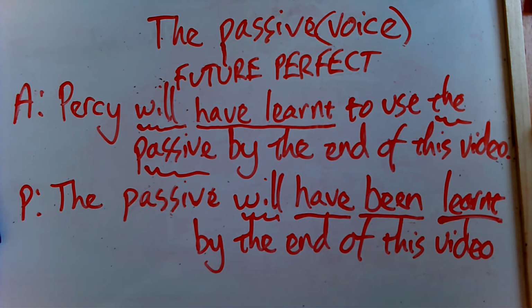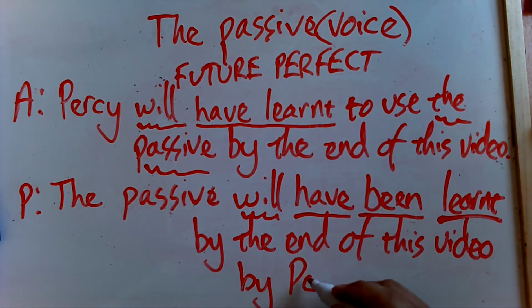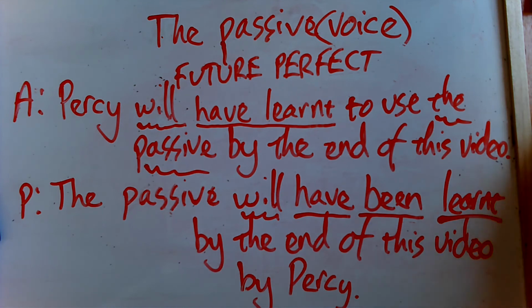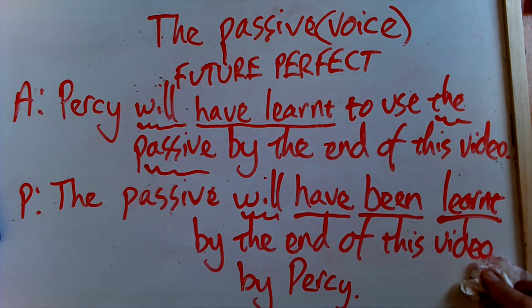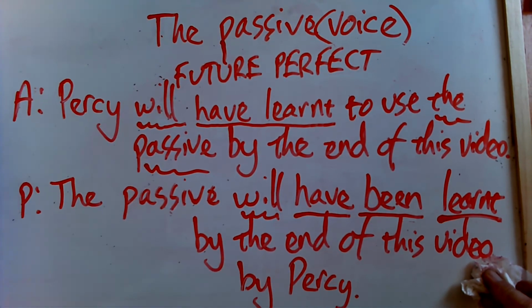If we have the agent mentioned, Percy, here, then we've got another by. Yeah, we've got by Percy. Okay, because that doesn't change. If we want to include Percy, but he's less important, then we'll move him to the end of the passive version of the sentence. So Percy will be very happy, and we'll be able to talk about things in the passive in the future.